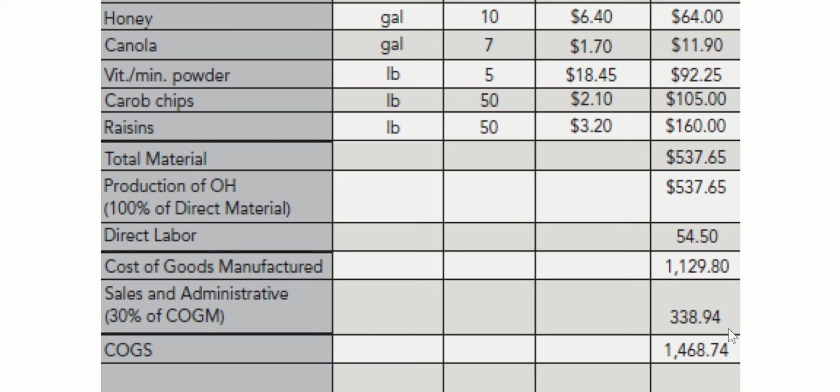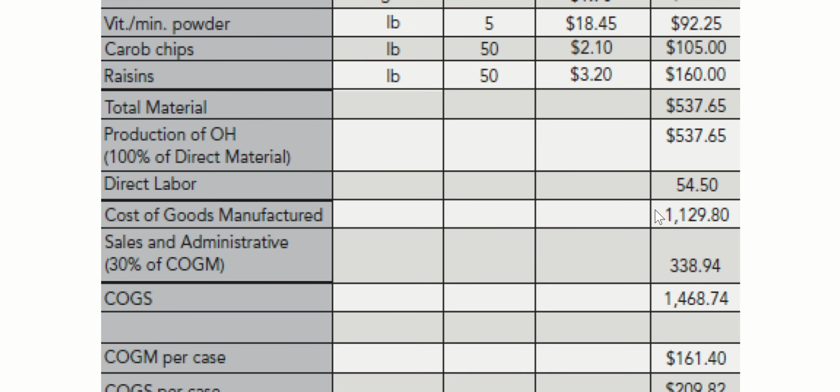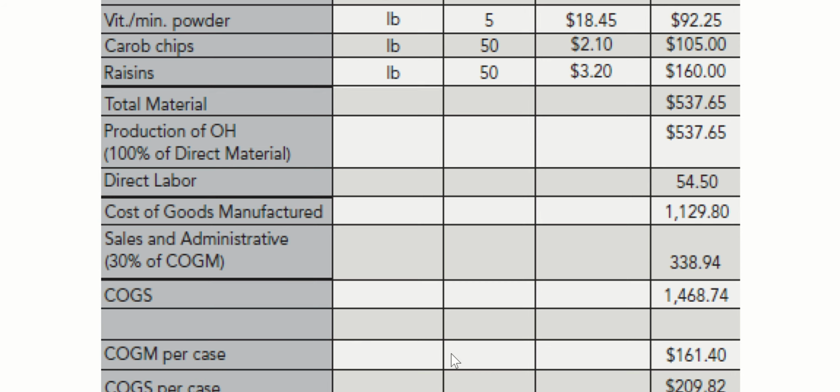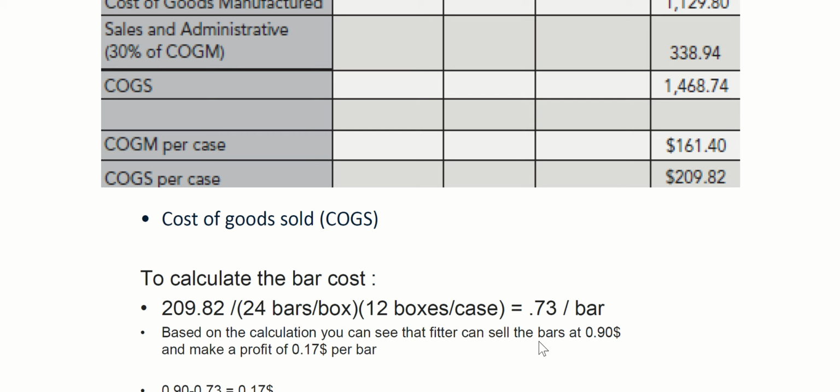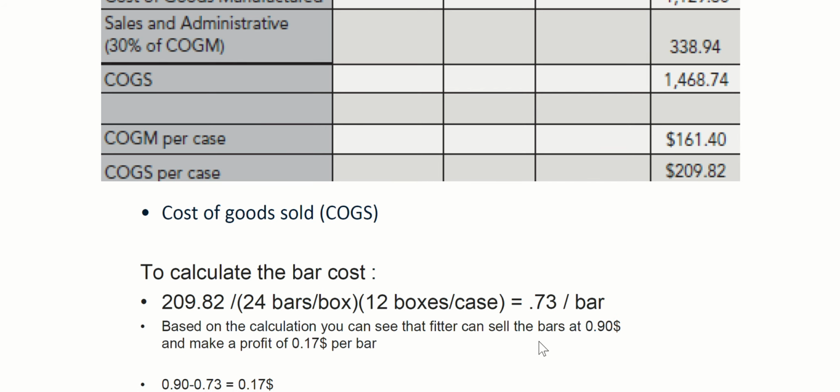This is the cost to the company after they spent everything, from buying raw material to the sales, to create 7 cases of these bars. So for 7 cases, this is the cost of goods manufactured and this is the cost of goods sold. We divide by 7 to find the cost of goods manufactured per case and the cost of goods sold per case. Now you have to find the individual bar cost. How much does each bar take? It will vary for different companies. Here they're using cases, right?